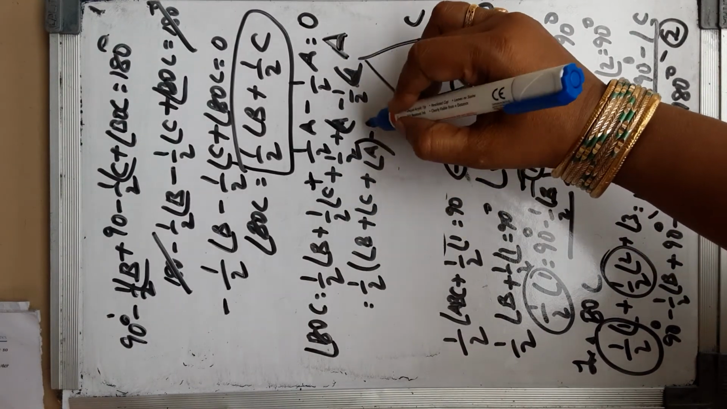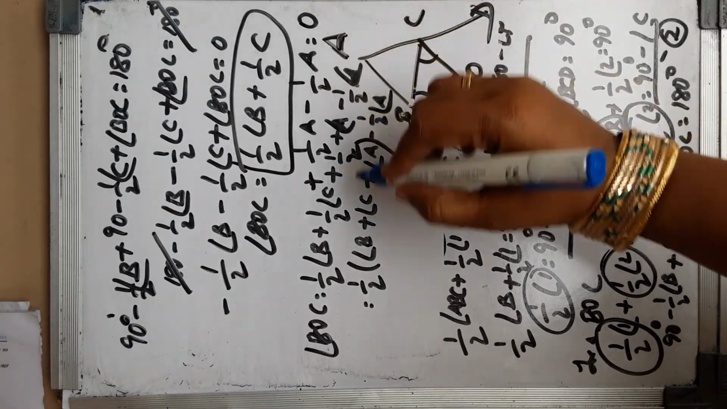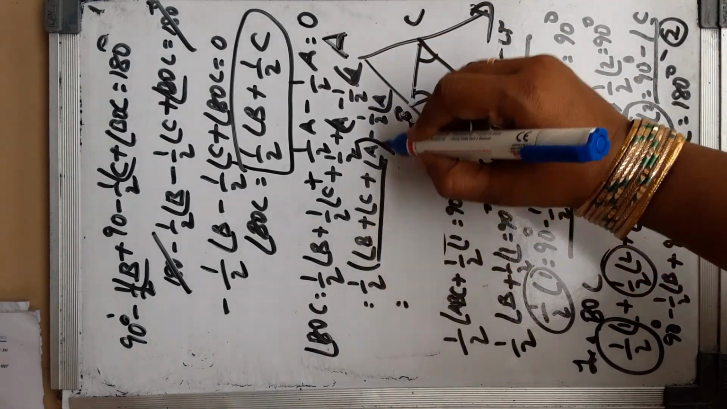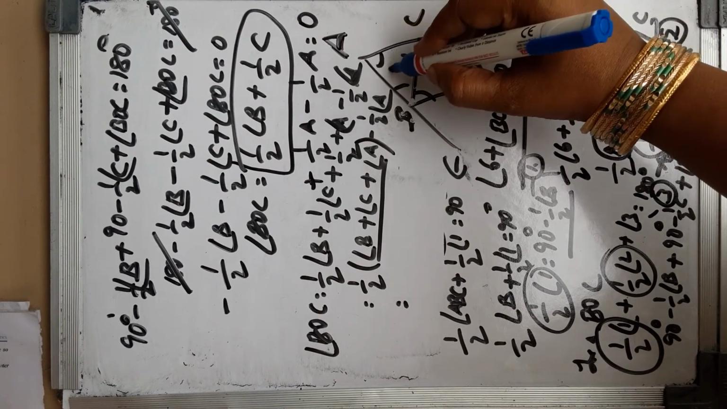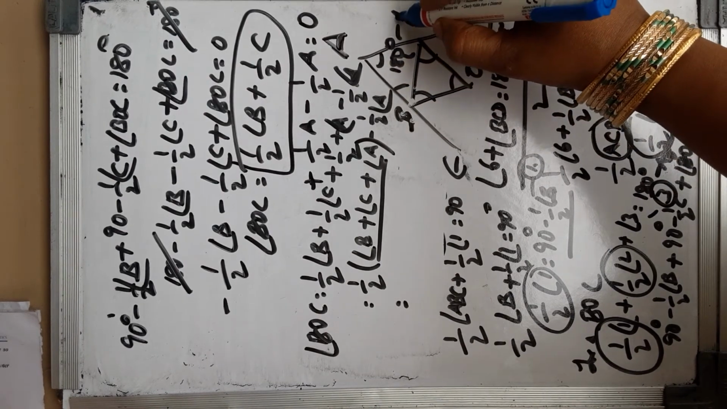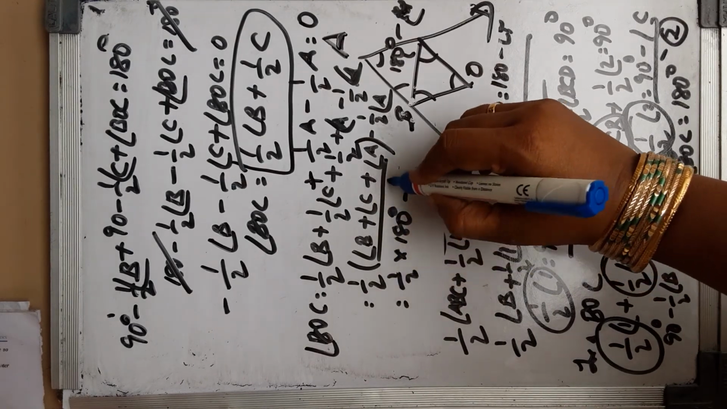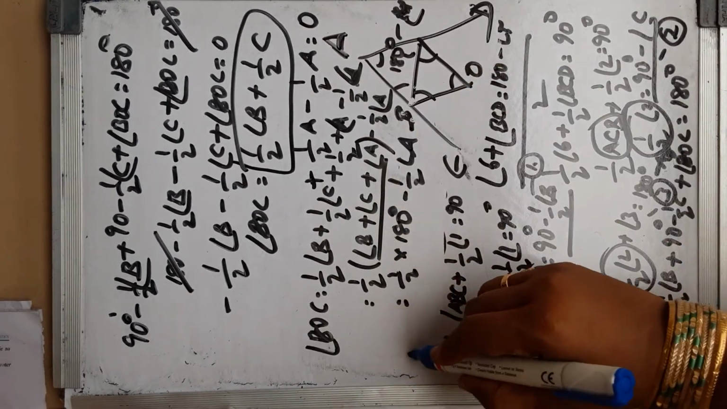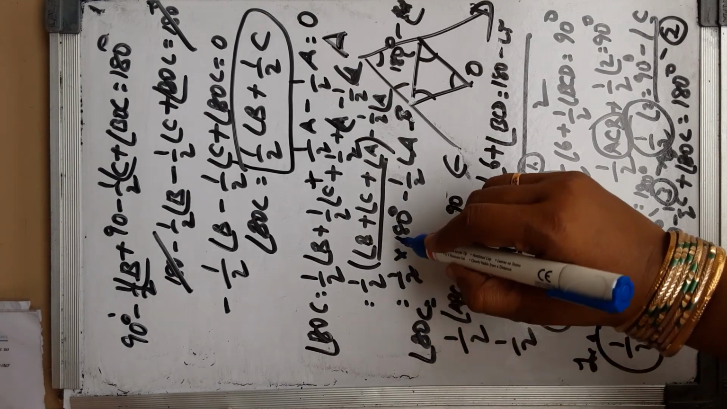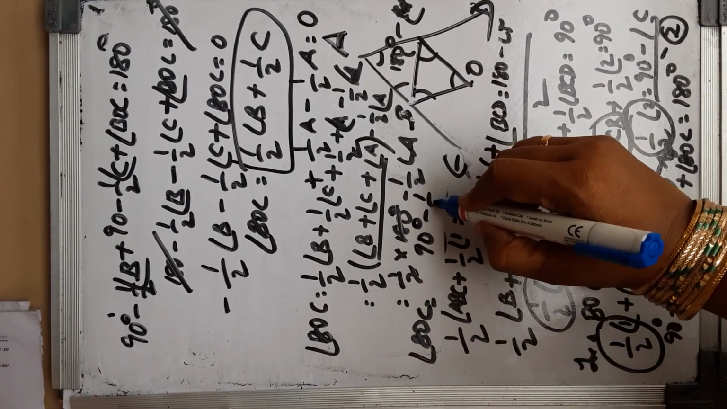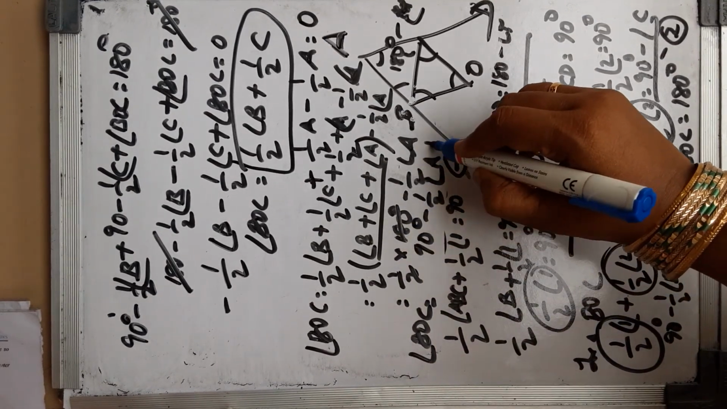minus half A. And A plus B plus C of a triangle is nothing but 180 degrees due to angle sum property. Therefore, half into 180 minus half A, and angle BOC equals 90 degrees minus half A. Hence proved.